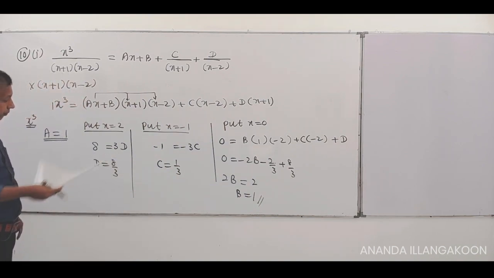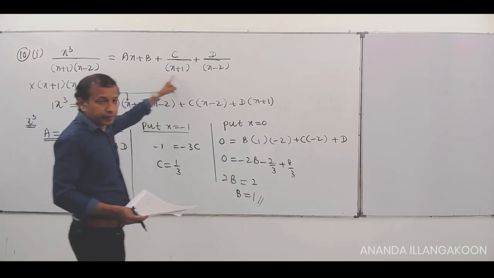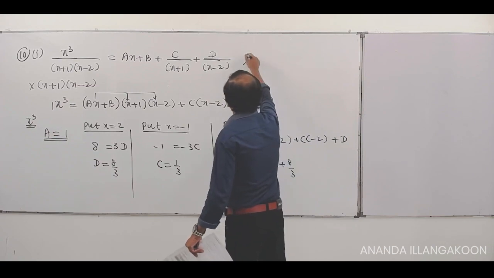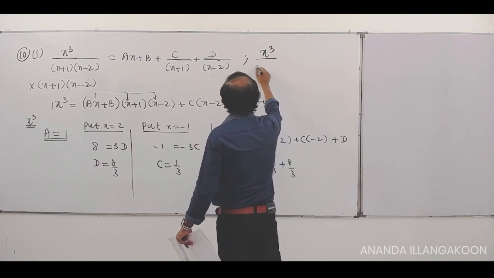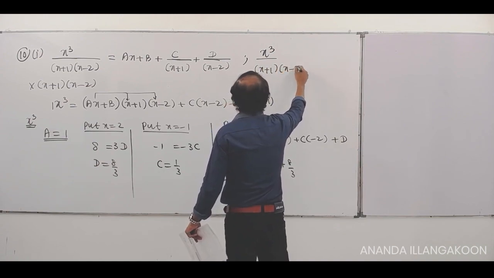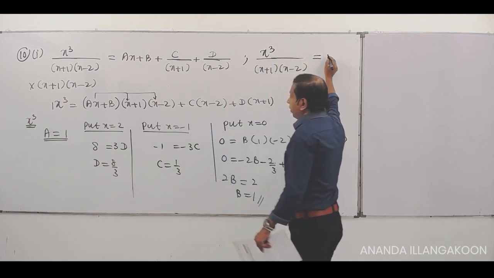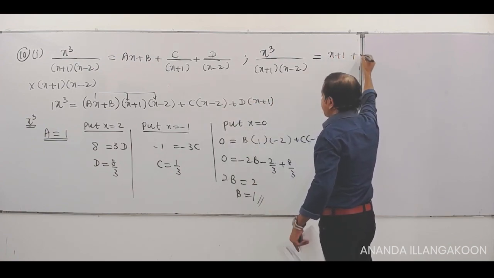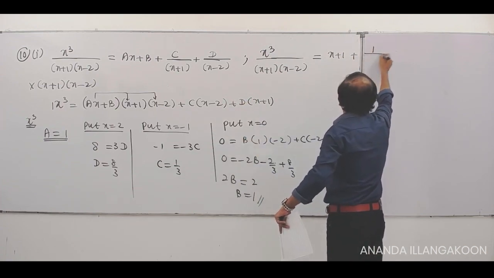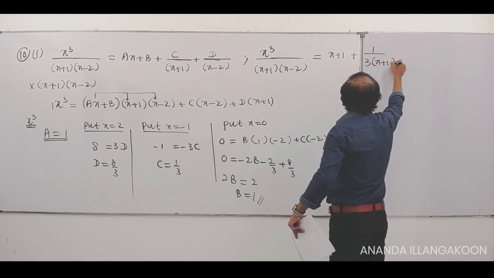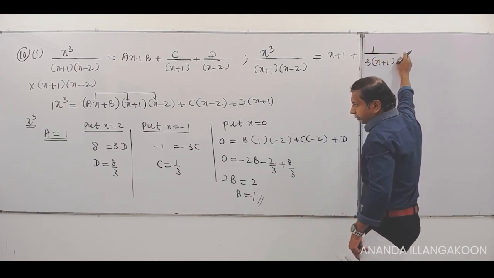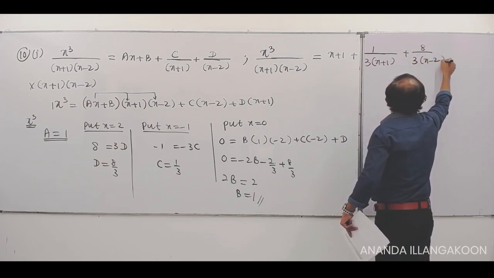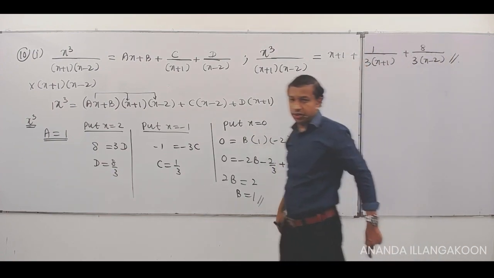Now these a, b, c, d values we have to substitute here again and write the partial fractions. Then I can write x cube over (x plus 1)(x minus 2) equals a is 1, b is 1, so x plus 1, then c is 1/3, so 1/3 times (x plus 1), d is 8 by 3, so 8 divided by 3 times (x minus 2). This is how we take the partial fractions.